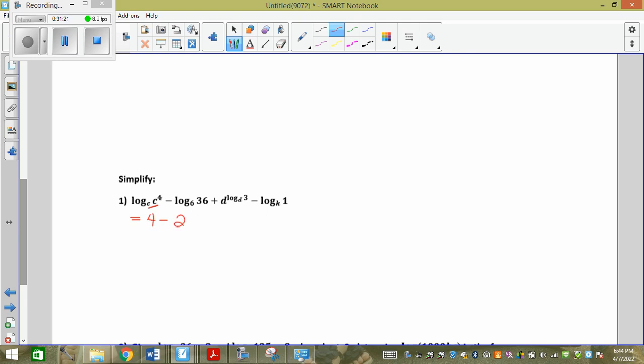I also told you this: if the base of your exponent is the same as the base of your log, and the log is the exponent, your answer is also just the number beside the log, so it's 3.